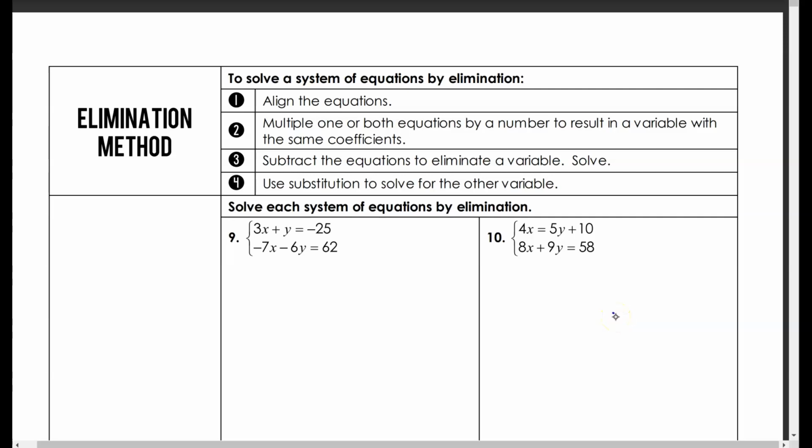All right, in this video, we're going to talk about the elimination method. So to solve a system of equations by elimination, the first thing we want to do is align the equations. And we're going to align them based off the variables. We'll see that in an example.